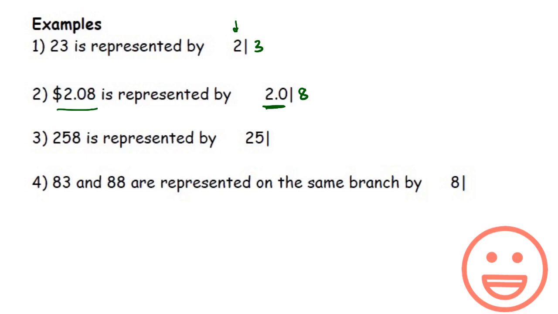If your number is larger than 99, you can take the first 2 numbers. This would be 250, and then since it's 258, we put the 8 after. If you have 2 numbers in the 80s, 83 and 88 are represented on the same branch, one with a 3 and one with an 8. Again, you added those, so those are the 2 leaves.